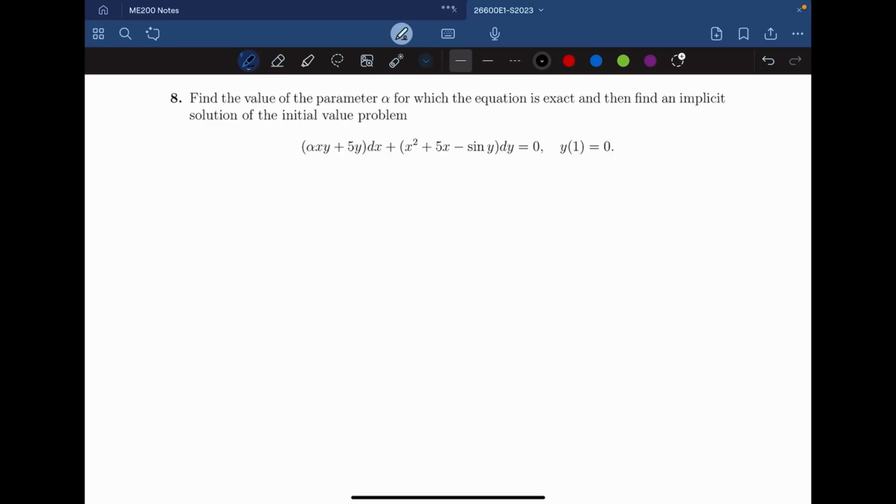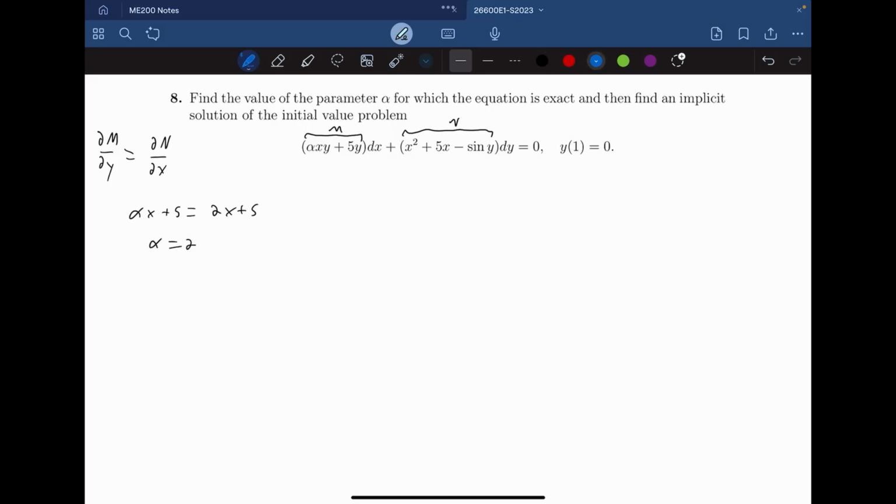In problem 8, we're asked to find a value for alpha, which makes this equation exact, and then our implicit solution to the IVP. So remember, to determine exactness, we need dM/dy to be equal to dN/dx, where this term here is M, and this term here is N. Our dM/dy is going to be alpha x plus 5, and then our right side becomes 2x plus 5. Canceling out the 5 and the x shows us that alpha is equal to 2.